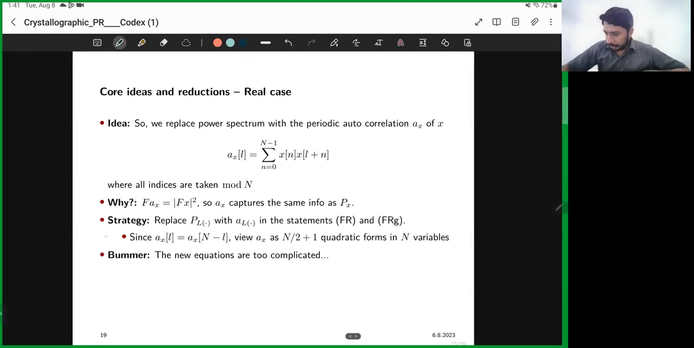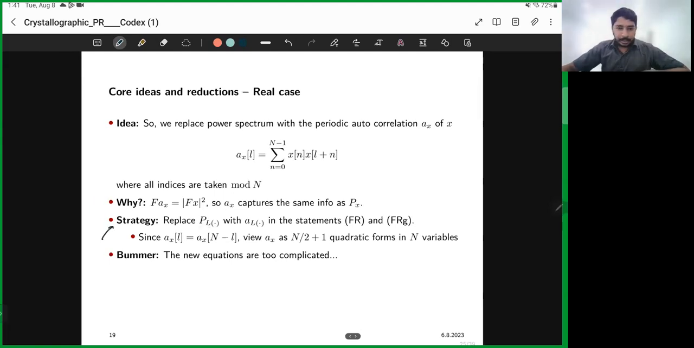So what's the strategy? Wherever you see a P sub L of something, replace it with A sub L of something, because they capture the same information. And since A_X of L is the same thing as A_X of N minus L, and I should have mentioned, sorry, the indices are taken modulo N, so if you go over N you're back to 0, that allows us to realize that A_X of L and A_X of N minus L are the same because these two things just swap places.